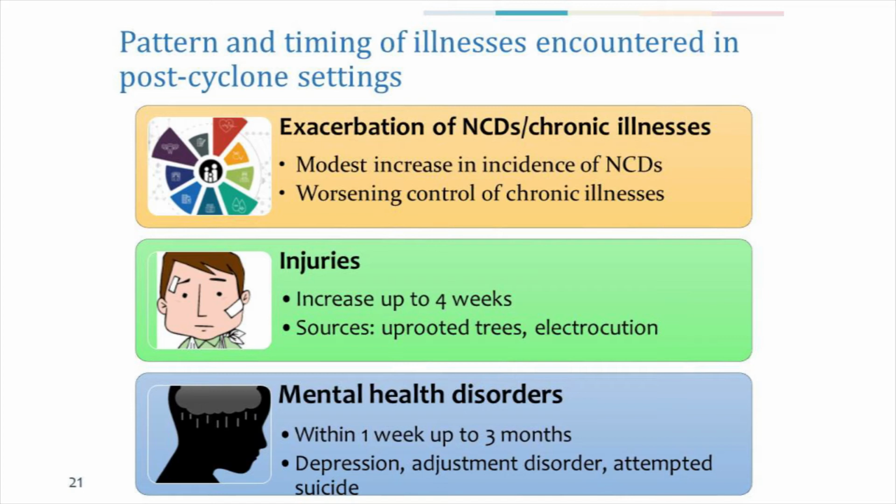Injuries are most commonly seen after cyclone. The number of injuries increases up to 4 weeks post-cyclone. It is mainly caused because of uprooted trees and electrocution. Apart from this, people also could face certain mental health disorders, which are more commonly seen between the first week and 3 months. People could have depression, adjustment disorder and sometimes even attempt suicide.